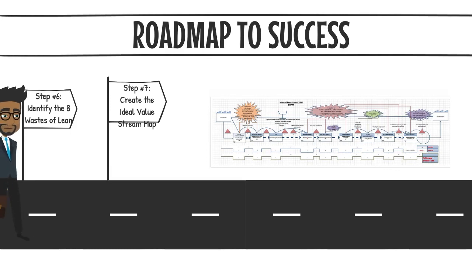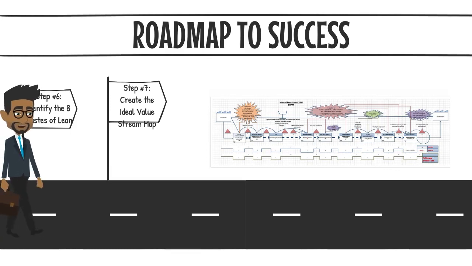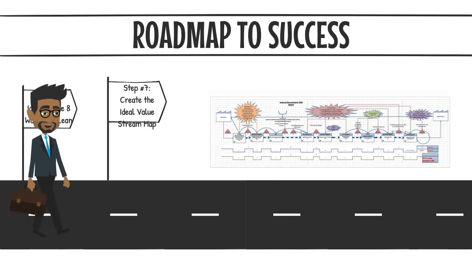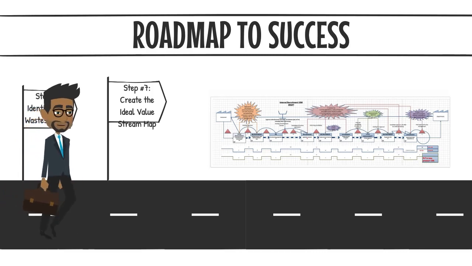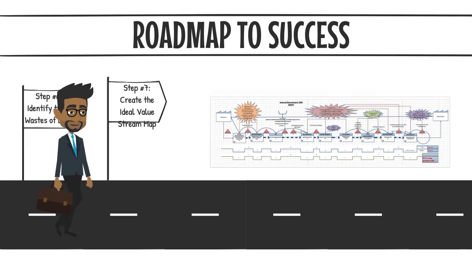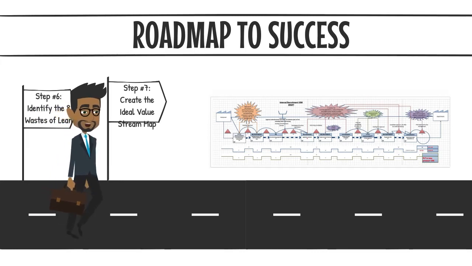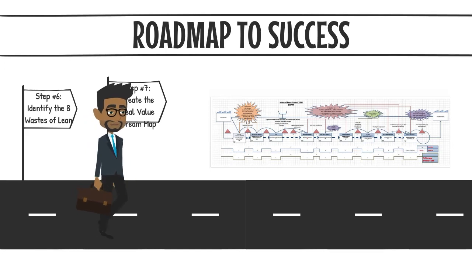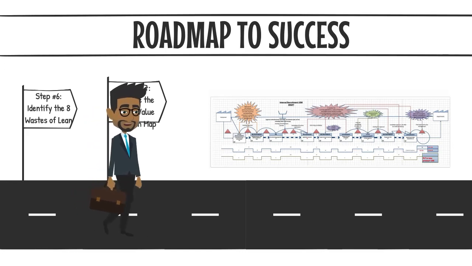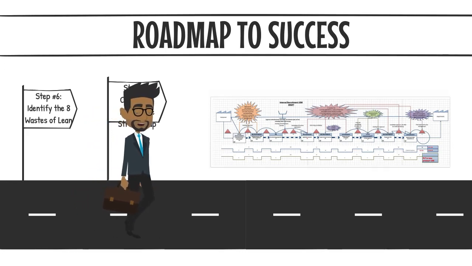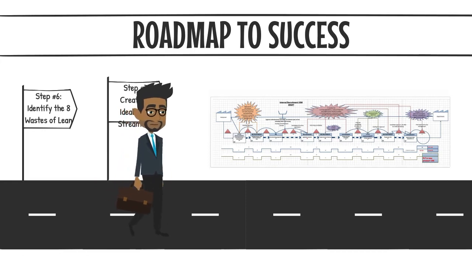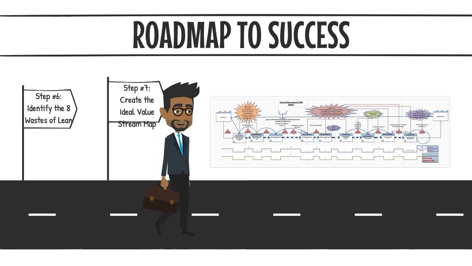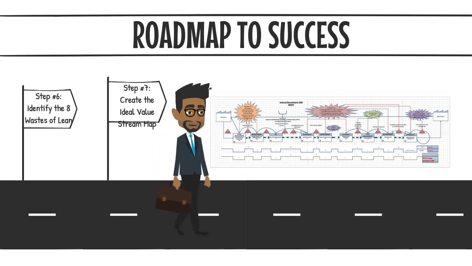Step number 6, identify the 8 wastes of lean. Now that you have one, it's time to start looking for the 8 wastes: transportation, overproduction, overprocessing, staff motion that is not needed, inventory, waiting times, defects, unused skills. Use your team to help you map out an ideal value stream map that eliminates, or at least reduces, all the waste you spotted when analyzing the results of your value stream mapping exercise. Now you have finished.